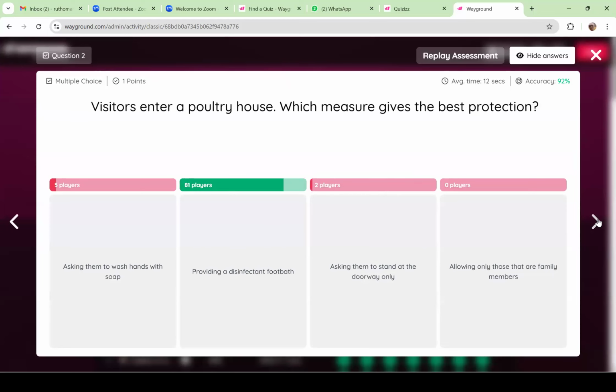So we are going to go to the second question, which most of you got correctly. The answer is providing a disinfectant foot bath, not just a foot bath with a disinfectant, which gives the best protection. If the problem is visitors entering poultry houses, the best intervention you can provide is a disinfectant foot bath.